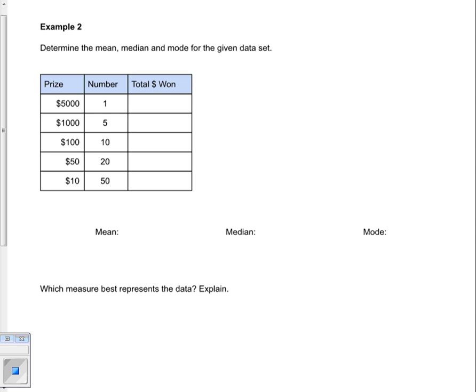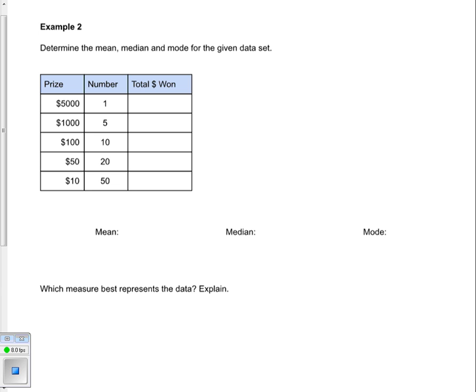In example 2, we're going to explore some lottery winnings. Let's say that there's a prize draw from a simple lottery. We want to determine the mean, median, and mode for the given data set. What we need to do first is complete the data set because it's somewhat incomplete.